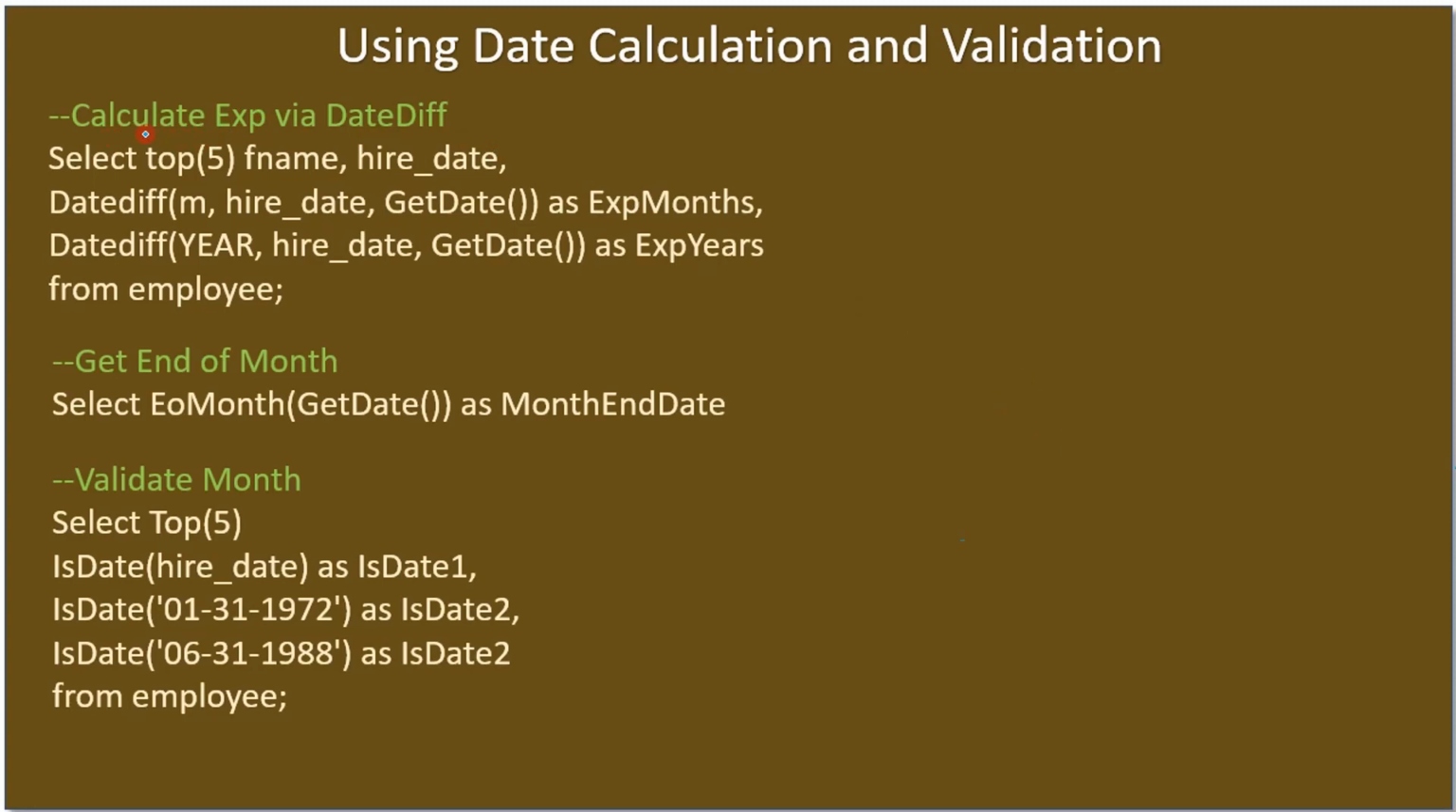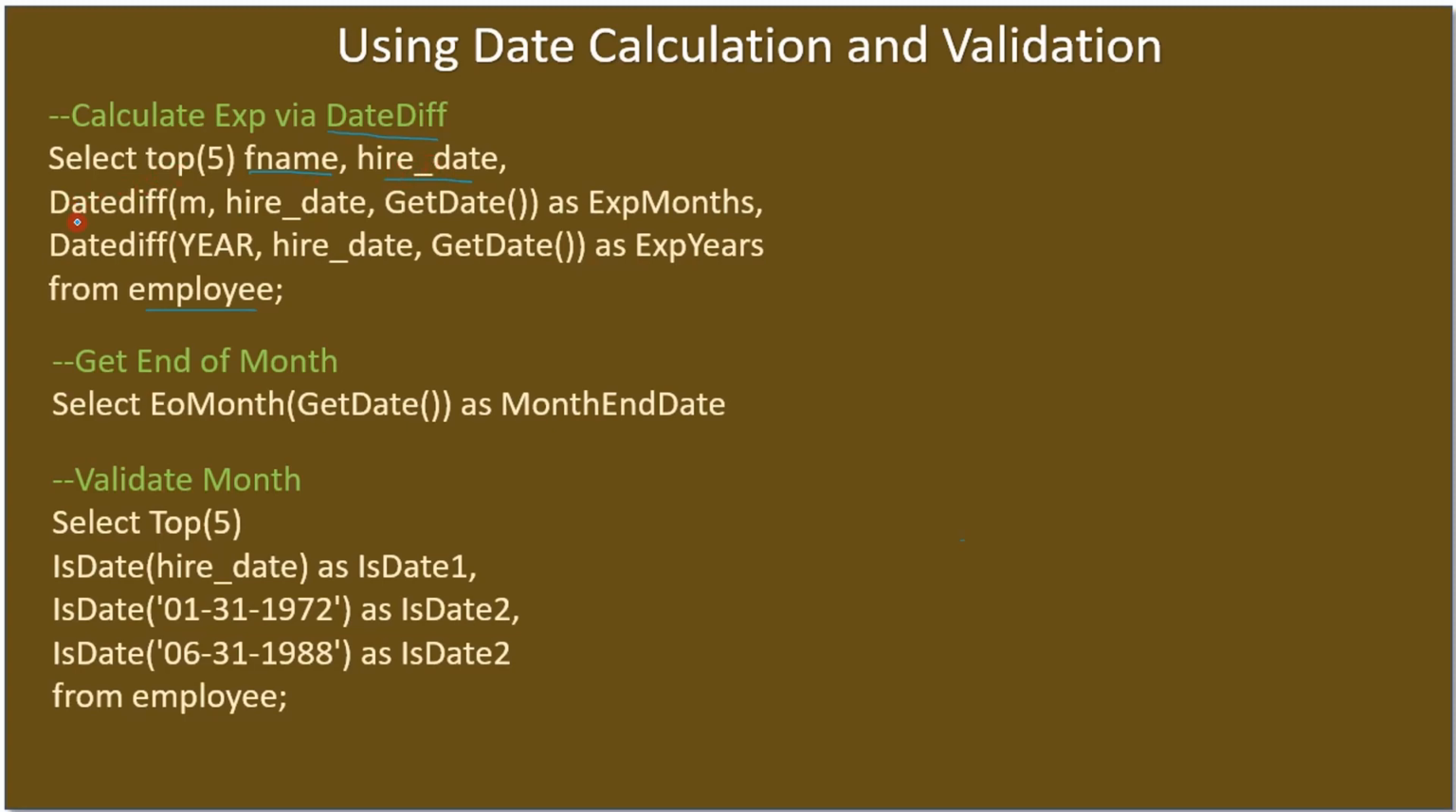So here, first we calculate experience via the function DATEDIFF. From the employee table, we are selecting some sample data, top 5. That means we pick 5 records. We display first name and hire date. This will be the employee's first name, and this is the date data type. And on this specific field, we are going to experiment with the DATEDIFF function.